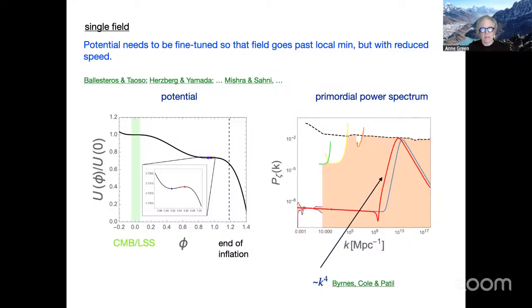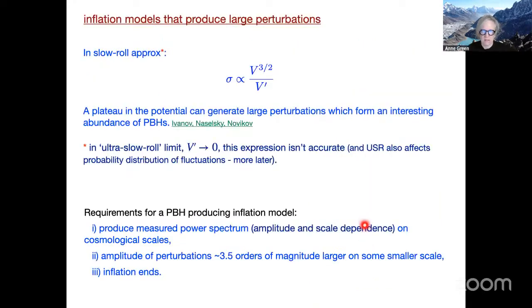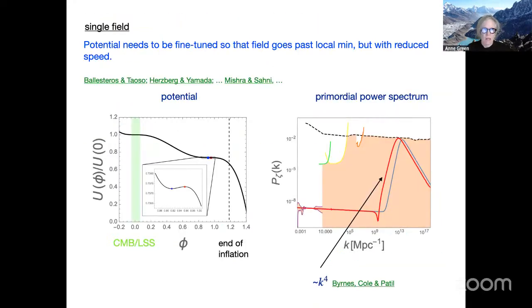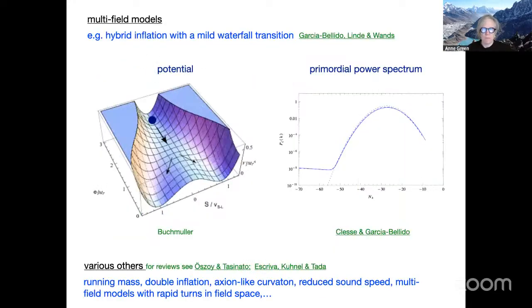So you can do it in single field inflation, but it's fine tuned. There are many, many inflation models, though, and if you go to, for instance, multiple field models, it maybe becomes a bit easier because you can have different fields satisfying different ones of the requirements that we need to satisfy. And so, for instance, a model that's been popular going back to the 1990s is hybrid inflation, and the particular case of what's called a mild waterfall transition.